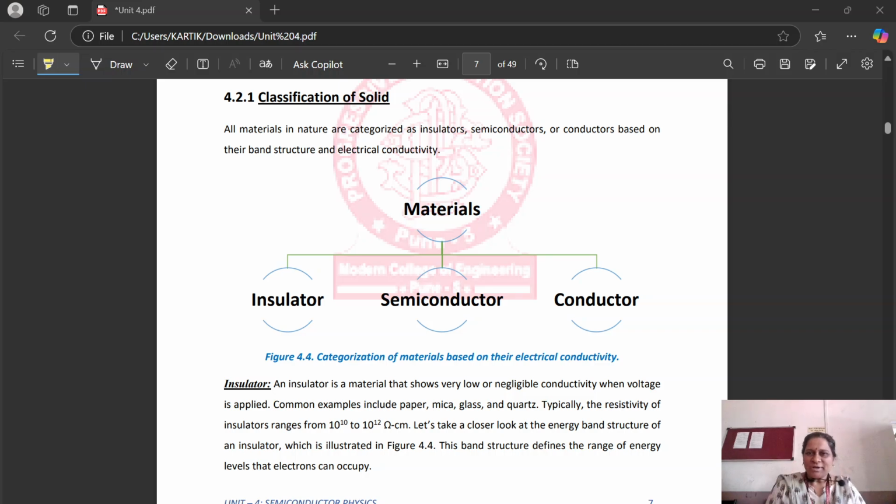Hi. So as you can see, I'm sitting in classroom number 308. I'm taking this first ever video for explaining the classification of solids: conductor, semiconductor, insulator. Moreover, today's agenda will be to talk about the Fermi level which is present inside the conductor, semiconductor, and insulator. So let's start with the classification.